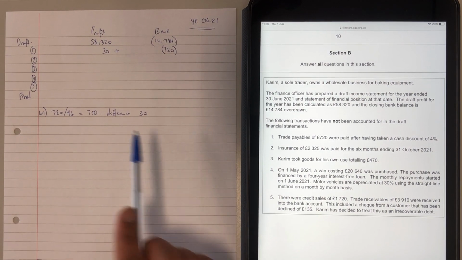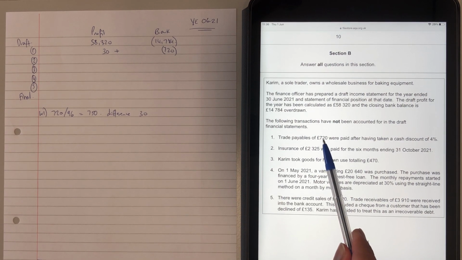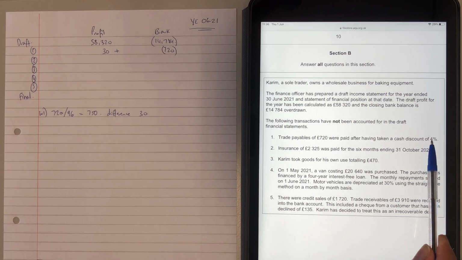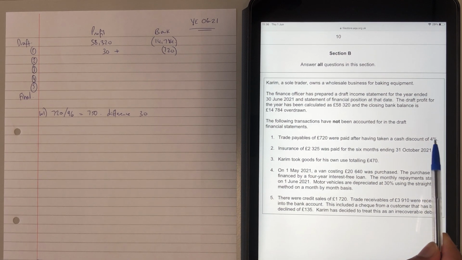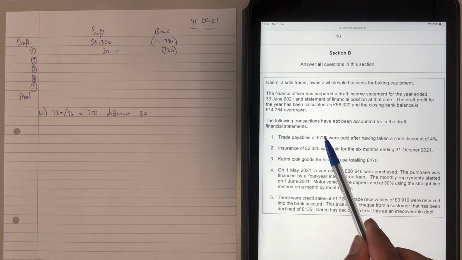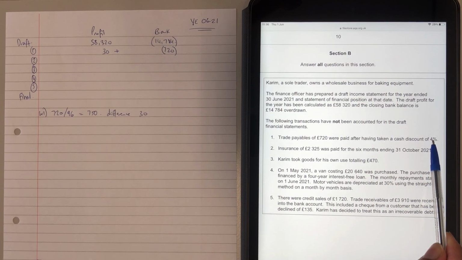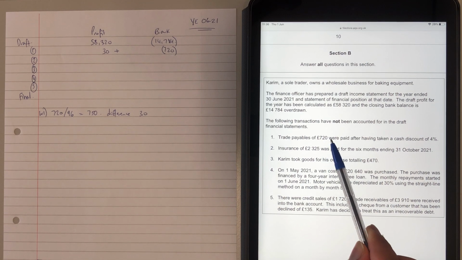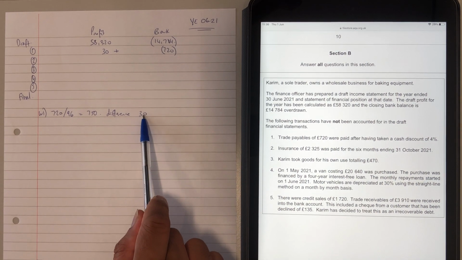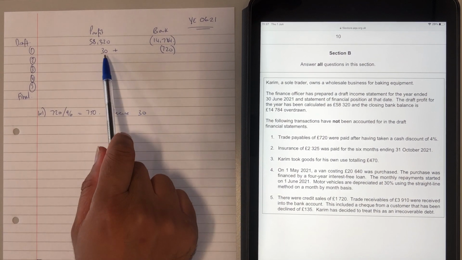Okay, so just to clarify, this is the 96% value. We work out the 100% value by dividing by 96, because that's 4. Okay, if that was 5, then we divided by 95. If that was 8, we divided by 92. Okay, and our discount that we took off was 30 quid. That's going to be our profit.